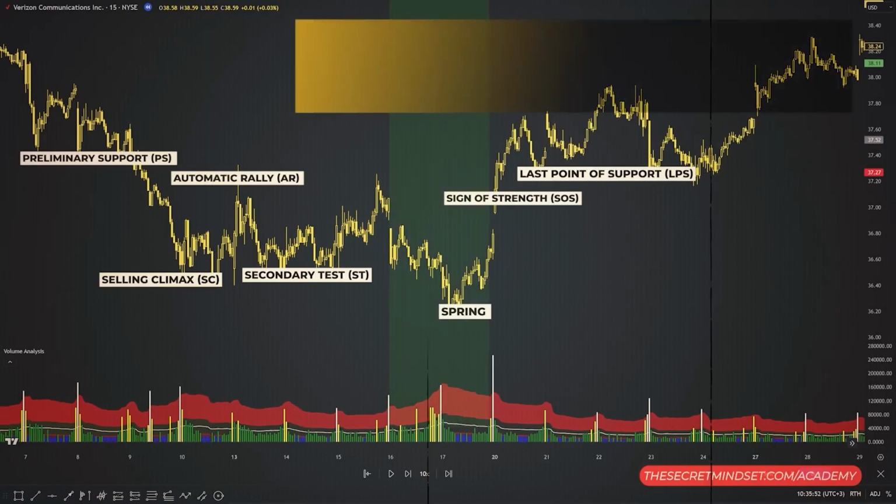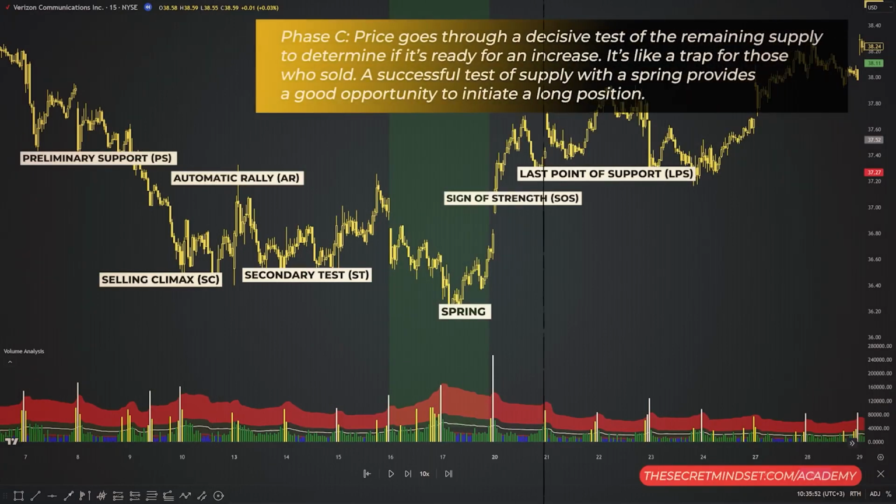In phase C, the price goes through a decisive test of the remaining supply to determine if it's ready for an increase. It's like a trap for those who sold. A successful test of supply with a spring provides a good opportunity to initiate a long position.